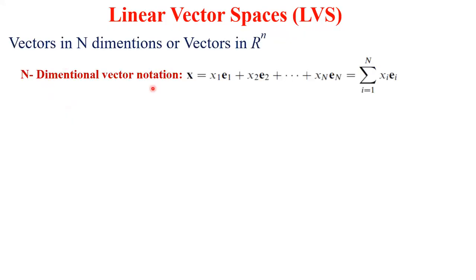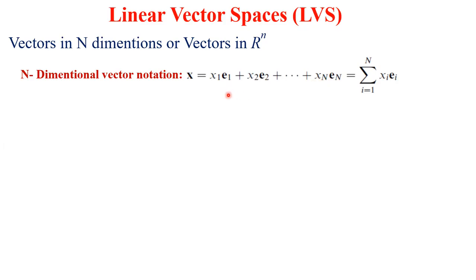An n-dimensional vector is given by this expression, where capital X is a vector, and small x1, x2 up to xn are the components of this n-dimensional vector. E1 is a unit vector, E2 is another unit vector, and till En is the nth unit vector. So here these E's are unit vectors, and x1, x2 up to xn are real numbers.